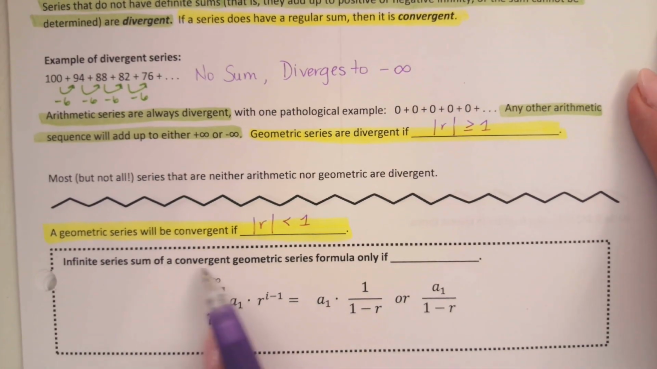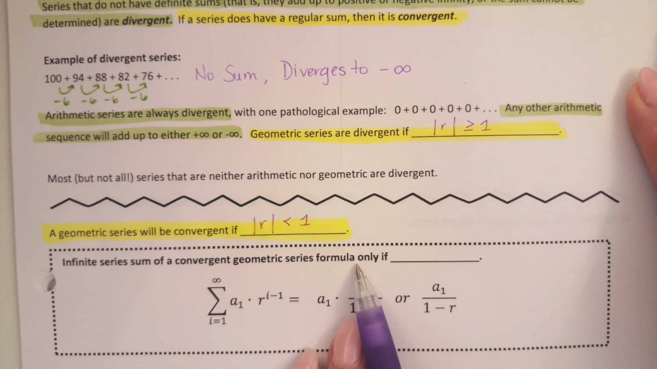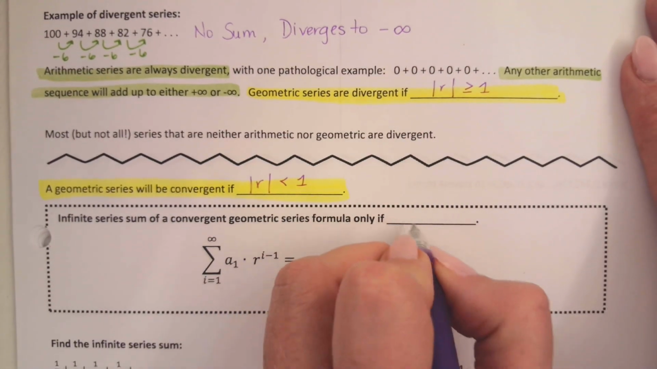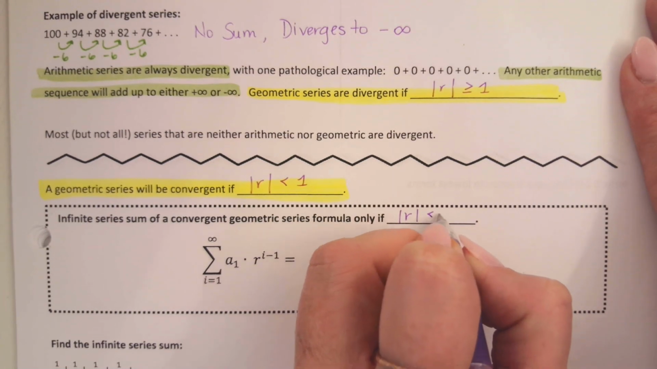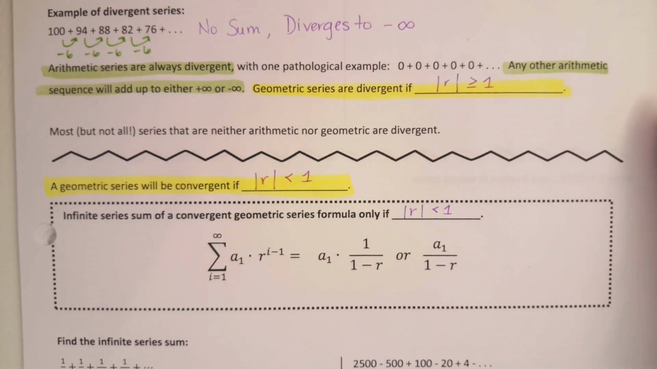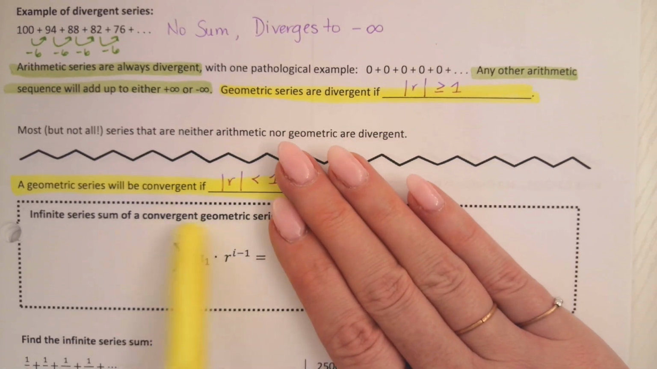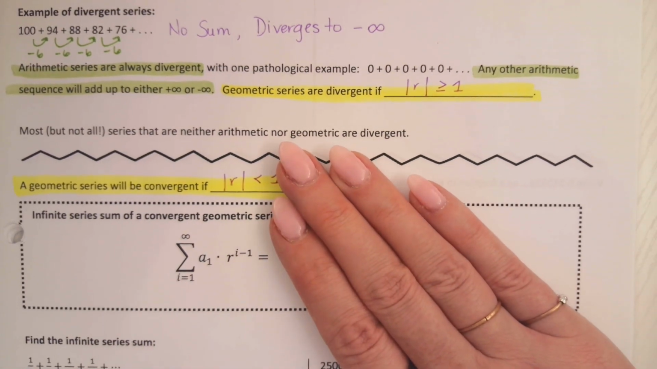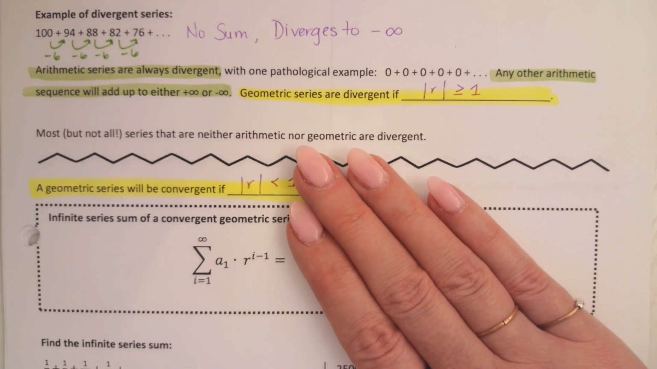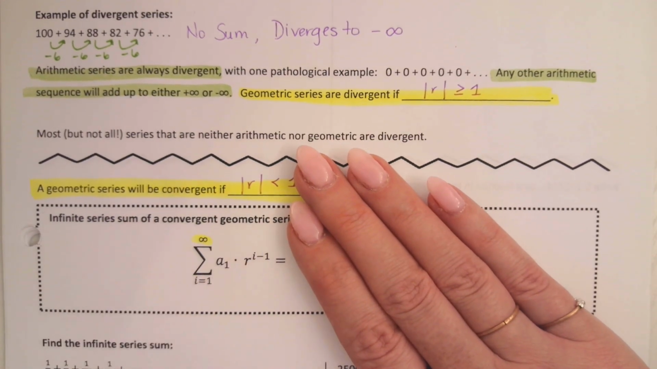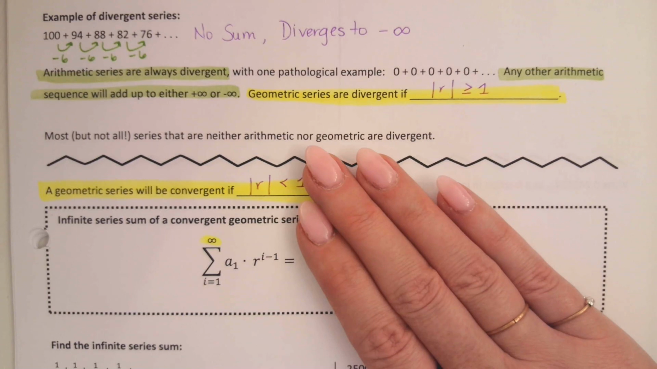Infinite series sum of a convergent geometric series formula. And again, this is only if the absolute value of your common ratio is less than 1. Here it is, the beautiful little formula. On the left-hand side, this is just showing you what the summation notation would look like. How can I tell that this would be an infinite sequence? Infinity. How can I tell that this would be geometric?